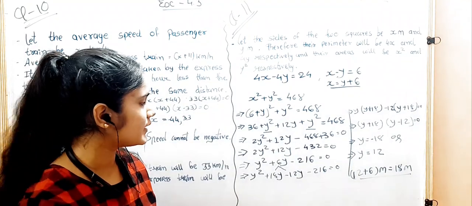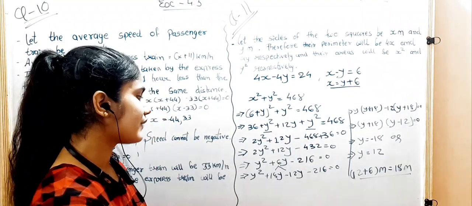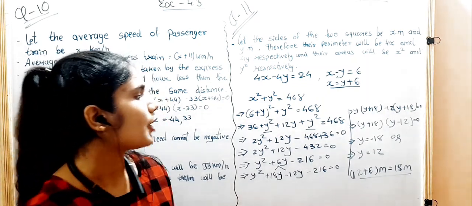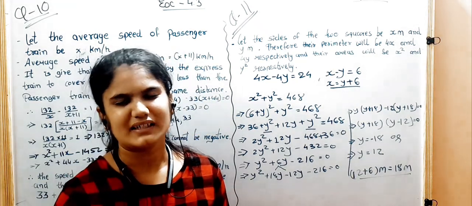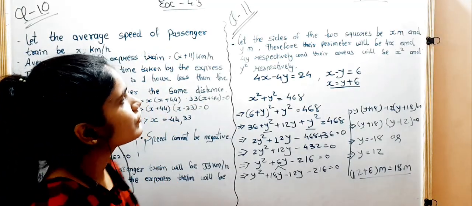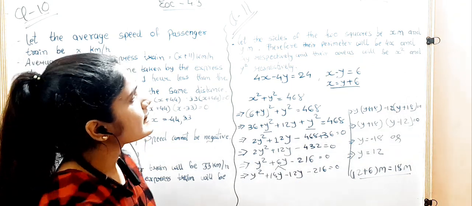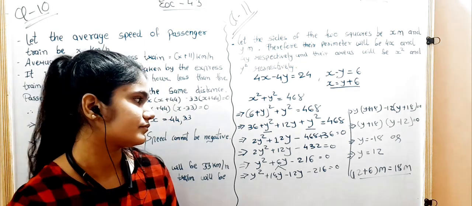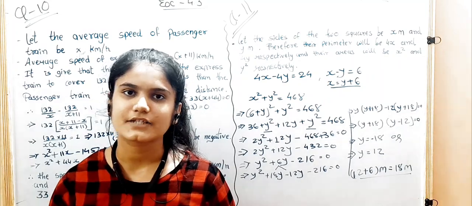By splitting the middle term for the factorization to find the roots of y, by splitting 6y into 18y minus 12y, by pairing and taking out common, we get y is equal to minus 18 or 12. But the side of any shape cannot be negative. So y is equal to 12. The sides of the two squares will be y is equal to 12 and x is equal to 18 meter. So here we have completed our exercise 4.3.